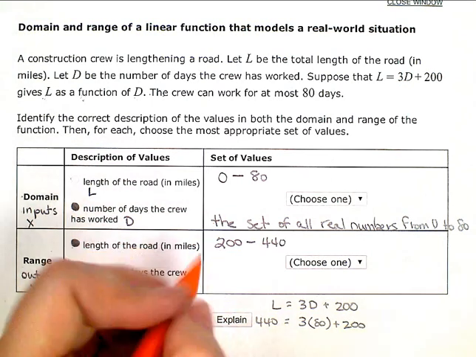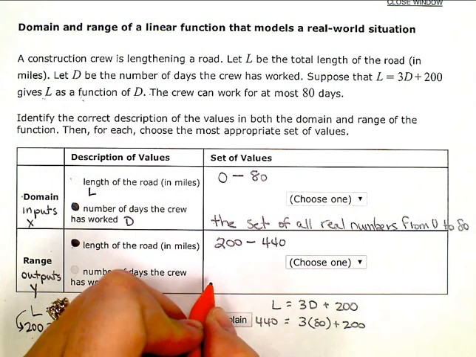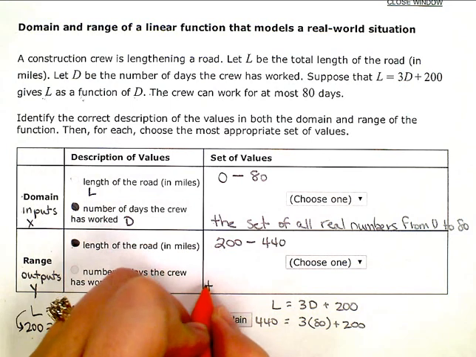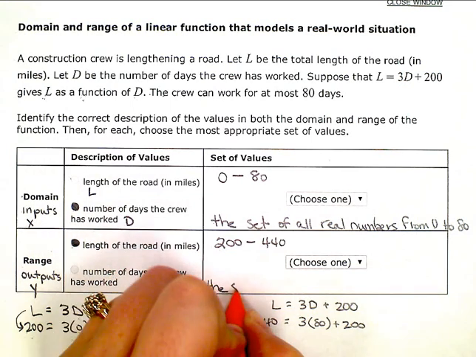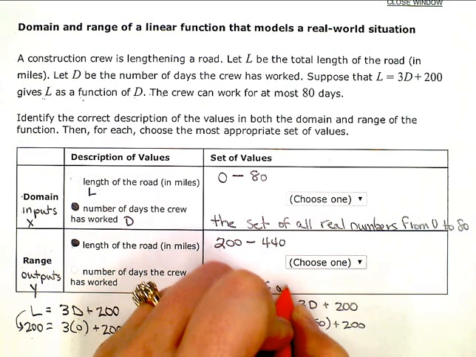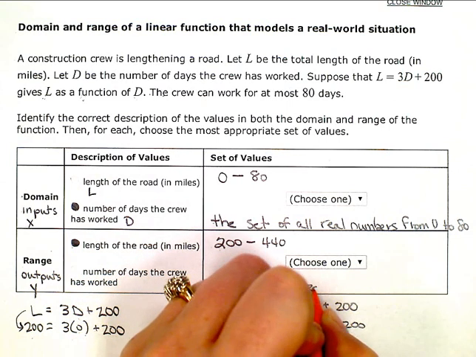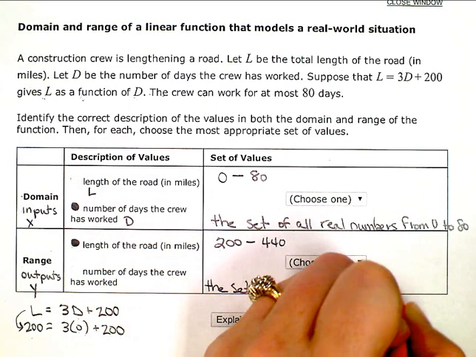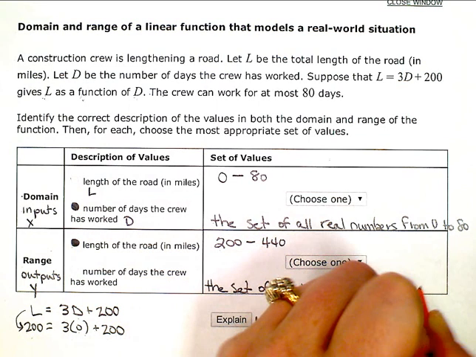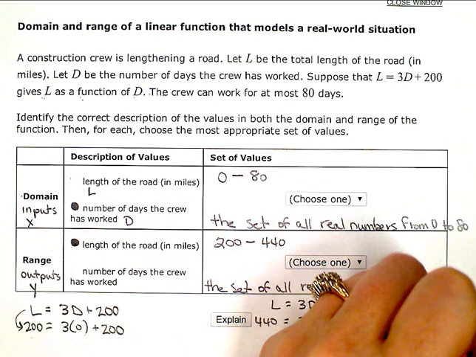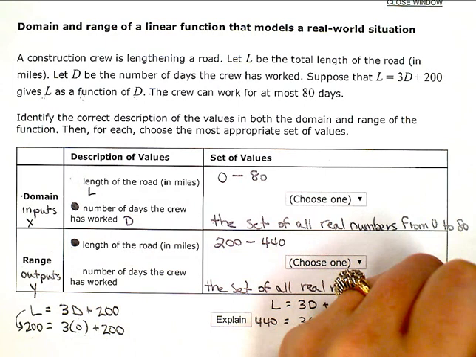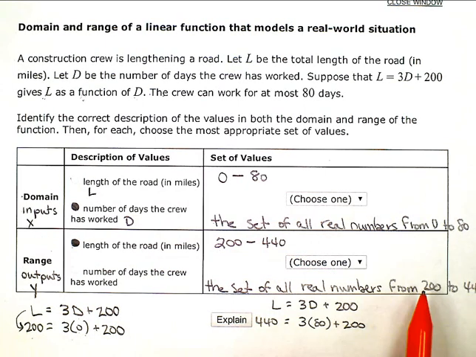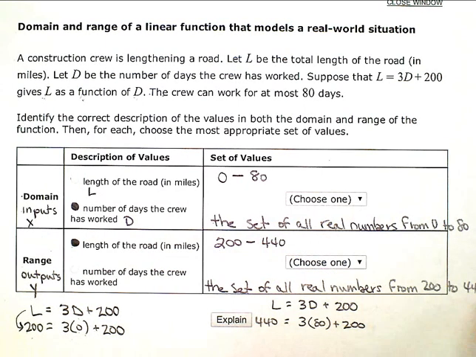So my range is going to be the set of all real numbers from 200 to 440. Shortest length of the road, maximum length of the road, and anywhere in between.